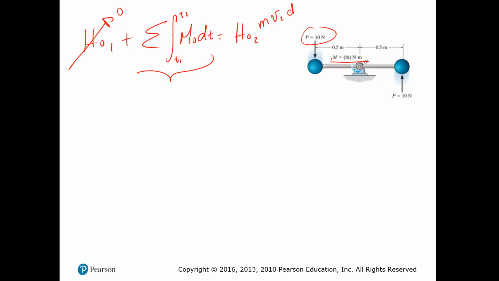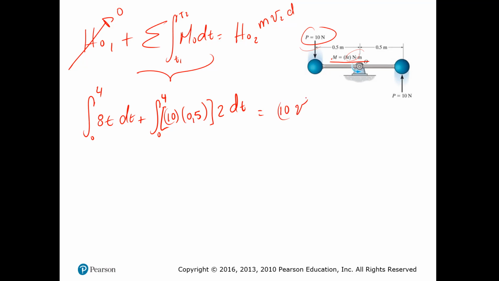The sum of moments will be all of the different forces that are causing moment. The first one that we have, obviously, is the integral of the couple moment given by the rod, which is 4t dt, and this goes from 0 to 4. Then we have the integral from 0 to 4 of P, which is 10, times the distance, which is 0.5. And more importantly, don't forget that you have two spheres, so that has to be multiplied by 2. And then this all equals the mass, which is 10 kilograms, times the velocity, and the distance of those 10 kilograms from O will be 0.5. And don't forget to multiply this by 2 because we have two spheres.